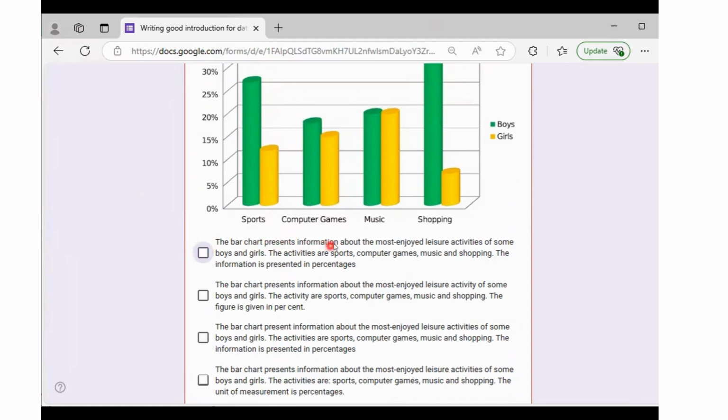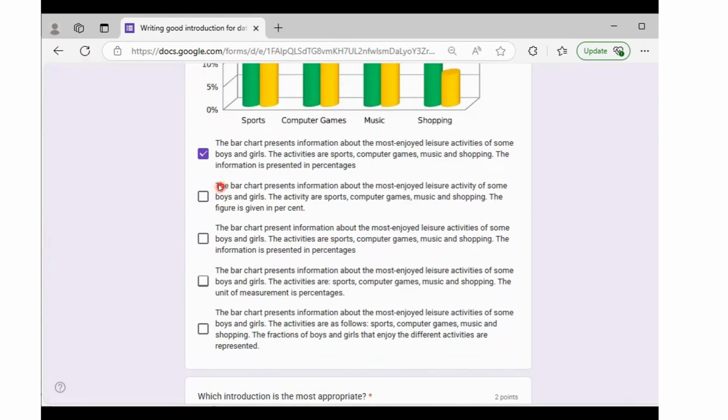The bar chart presents information about the most enjoyed leisure activities of some boys and girls. Okay, that first sentence looks okay. The activities are sports, computer games. Yeah, this one looks okay. I can't see any error here. The second one, the bar chart presents information about the most enjoyed leisure activity. No, this should be plural, activities. So there's an error here. The third one, the bar chart presents, there should be an S here. Can you see? These are little things that cost people marks.